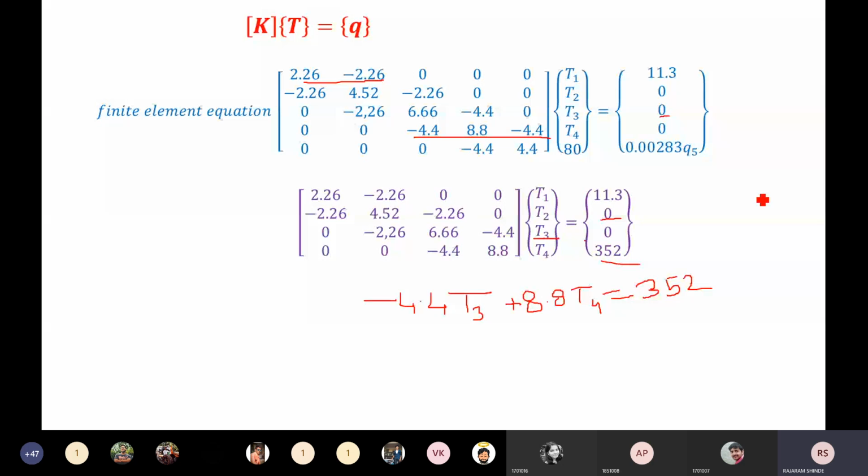Is it correct? Have you got this? How I have reduced this matrix? Yes, if you have doubt, you can ask me. How I have reduced this matrix? Here for first 3 equations there is no problem. Only last equation we have to modify it. Okay. Any doubt?